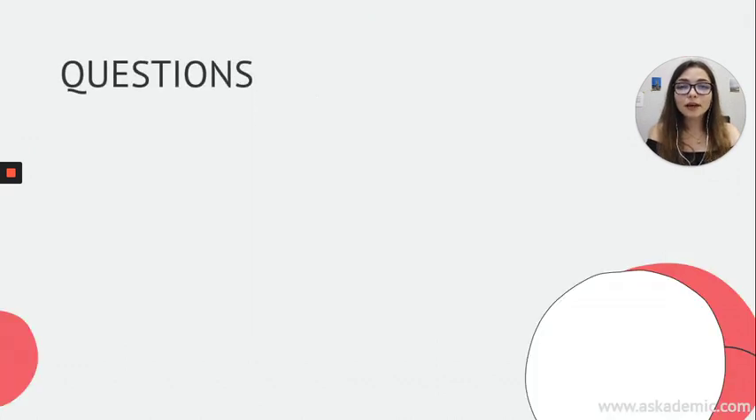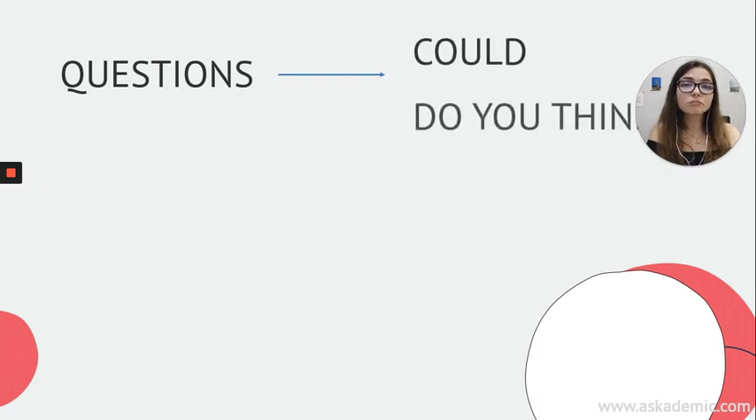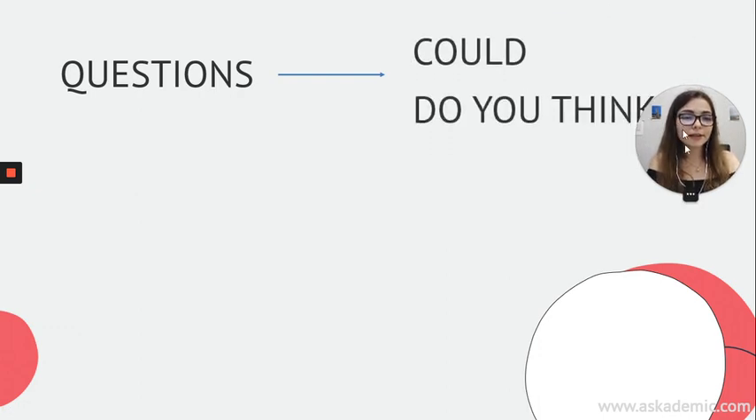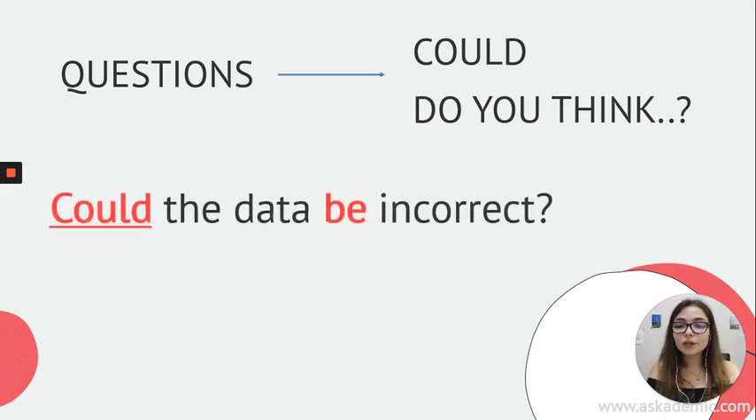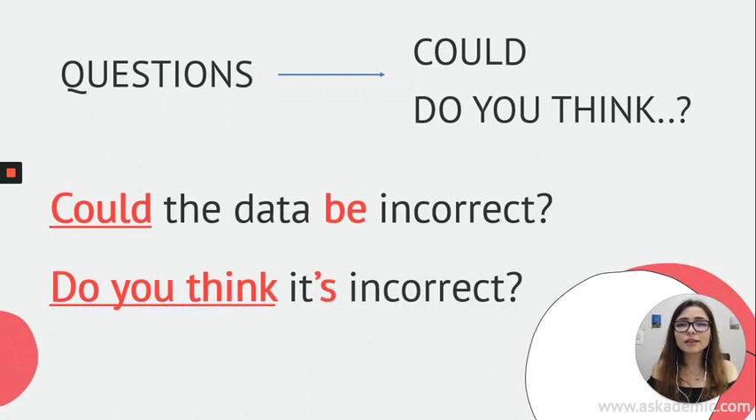While we are making questions, we generally use could or do you think. Let's see the examples. Could the data be incorrect? Could the data be? Or we can say, do you think? Do you think it's incorrect?